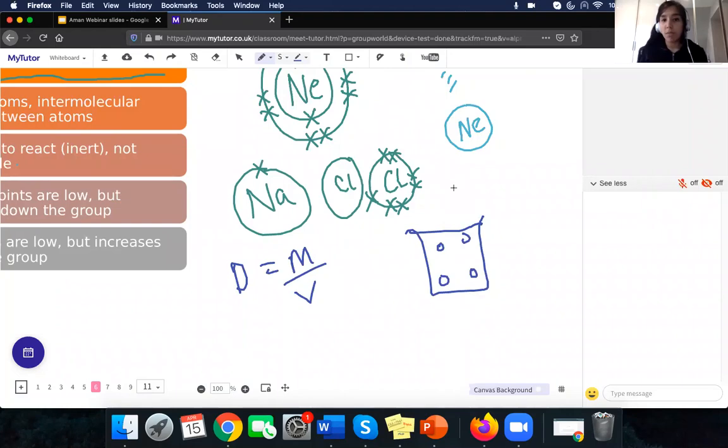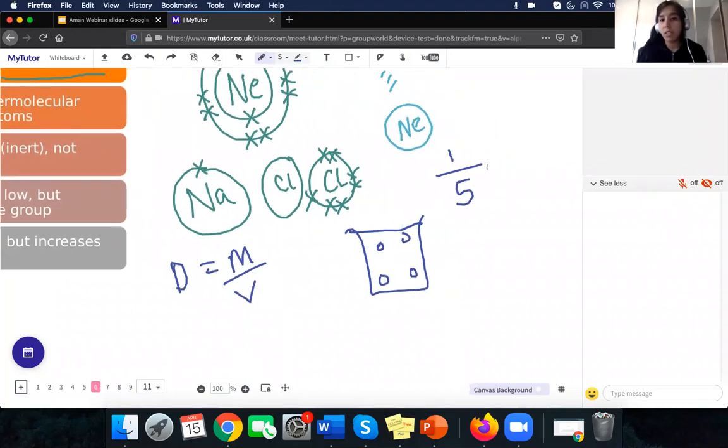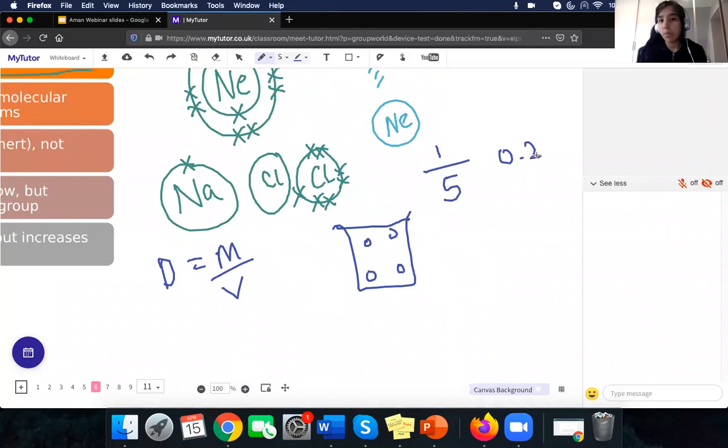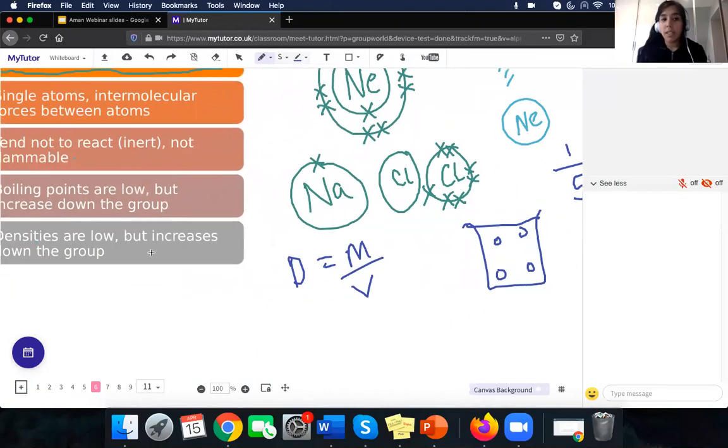So if you imagine the mass is only 1, but the volume is 5, that means our density would be 0.2. Whereas if the mass increases, but the volume stays the same, so let's say the mass goes up to 3, but the volume stays the same, that means our density goes up to 0.6. And that is why the density increases down the group.